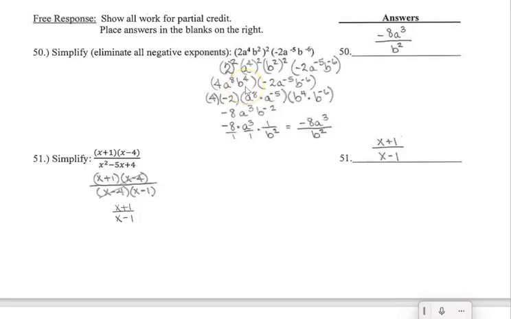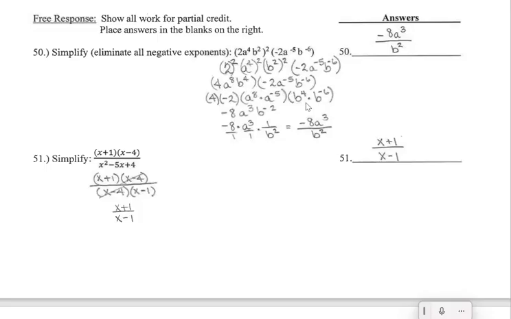All right, so now I'm going to put like things together. So I'm going to multiply 4 times negative 2. And I'm going to multiply a to the 8th times a to the negative 5th. And b to the 4th times b to the negative 6. So I'm basically putting my numbers together, putting my a's together, putting my b's together.